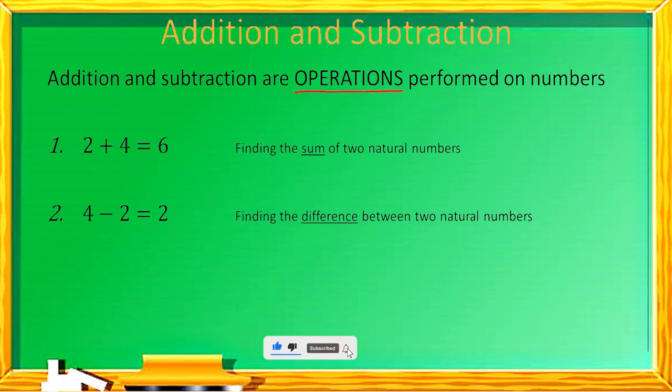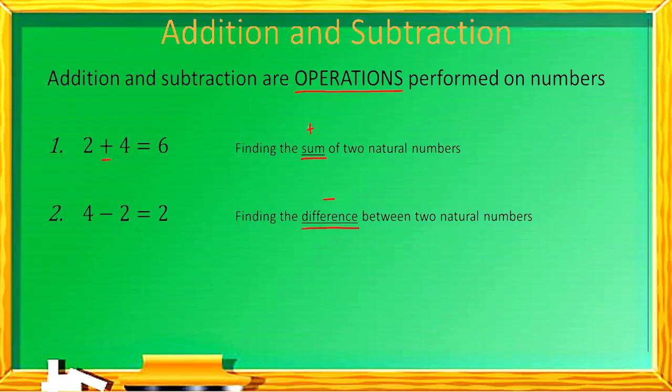So as we just said, addition is an operation. We're adding something to the number, and now 2 plus 4 becomes 6. We also say that we're finding the sum of two natural numbers. So anytime we see the word sum, it has to do with addition. And for subtraction, again, we're performing an operation on the number. We're subtracting 2. So 4 minus 2 will give us 2. Here, we are finding the difference between two natural numbers. So anytime we see difference, we think of subtraction.